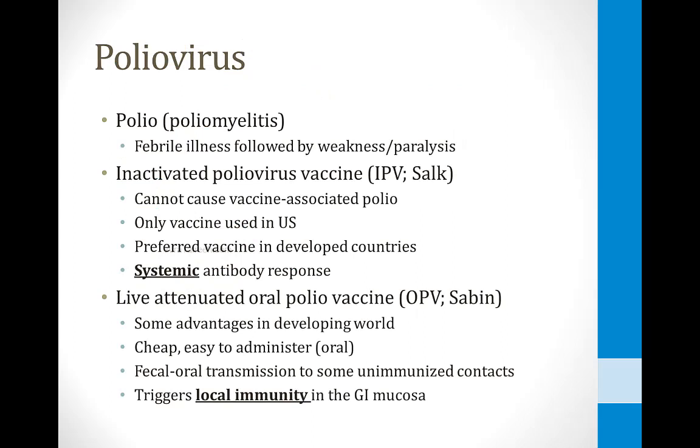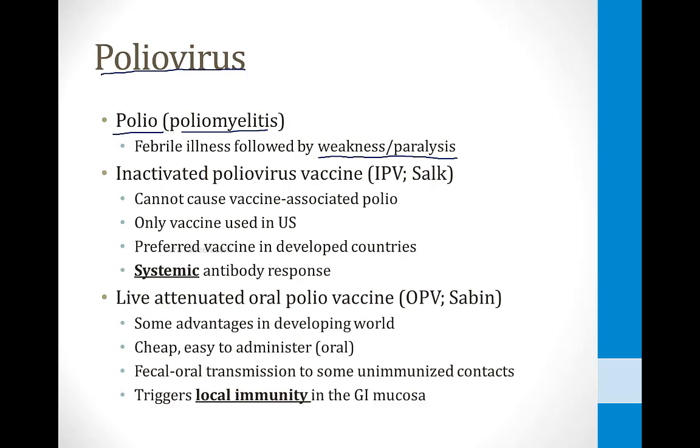Now let's talk about each of the picornaviruses in a little more detail, and the first one is poliovirus, the virus that causes polio or poliomyelitis. This is a febrile illness followed by characteristic weakness and paralysis, and I talk about the symptoms of a polio infection in more detail in the neurology modules. You will rarely see polio in the modern era, and that's because of vaccination.